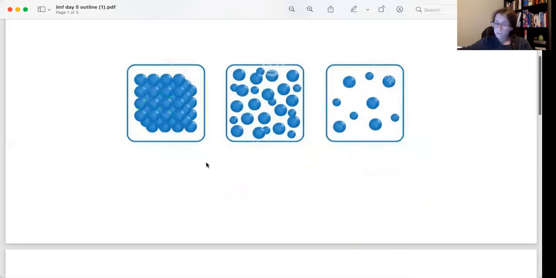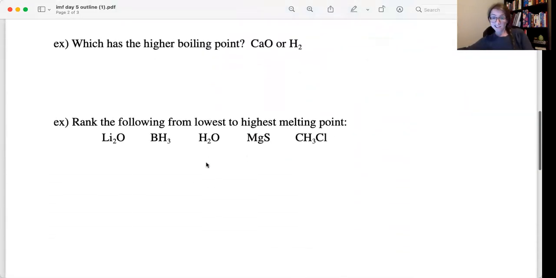Now, a couple examples, what we can do with this information. Frankly, it's not much different than last lesson, just that tidbit that a stronger IMF gives you a higher melting point or a higher boiling point. So if we want between two molecules like calcium oxide and hydrogen to decide which has a higher boiling point, we need to decide what intermolecular force holds them together. And in order to decide that, we need to classify the type of crystal. So you practiced that last lesson, but calcium's a metal, oxygen's a nonmetal. Since we have a metal and a nonmetal, this is ionic, which means that it's held together by ionic bonds.